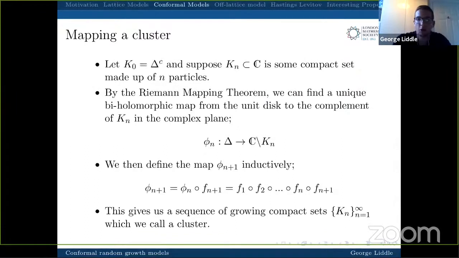Yeah, so how do we form this n plus 1 map? We're just going to pre-compose with the n plus 1 particle map, and that in turn is going to attach a particle onto the boundary of the disk, which will then get mapped into the cluster itself. And that's going to give us a growing sequence of compact sets, Kn.